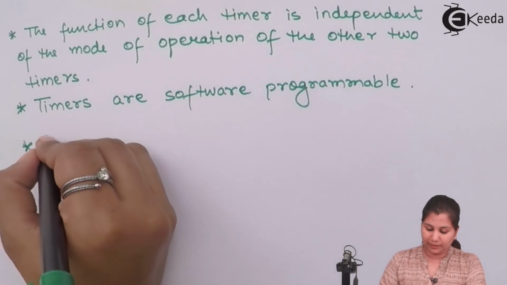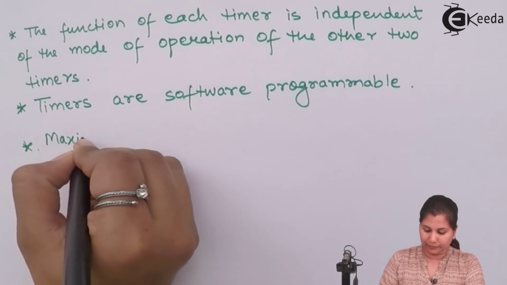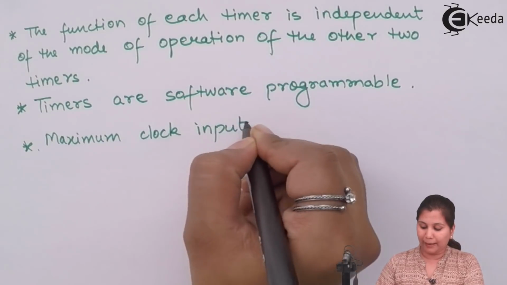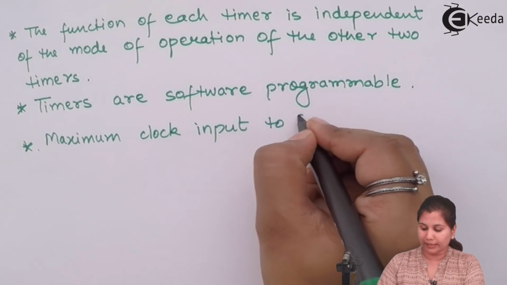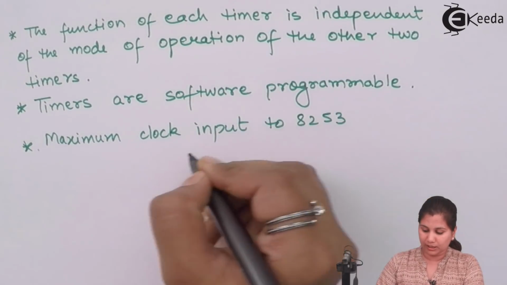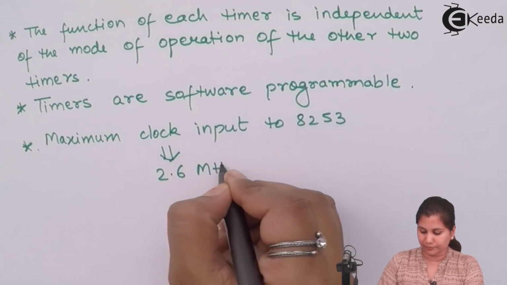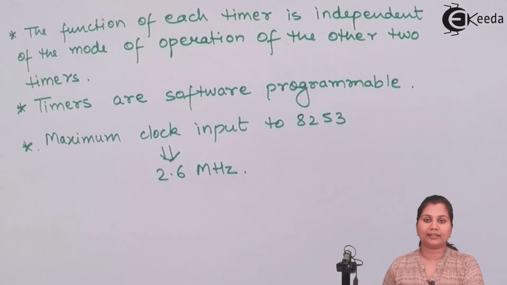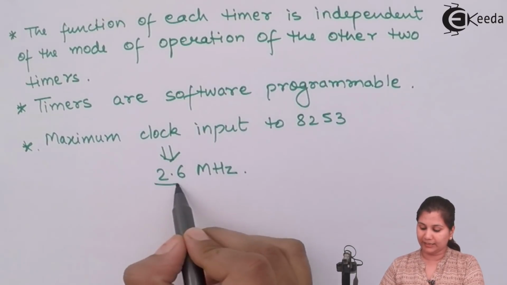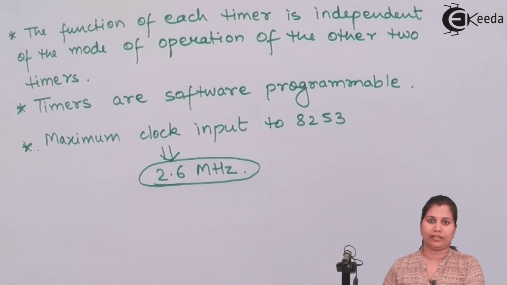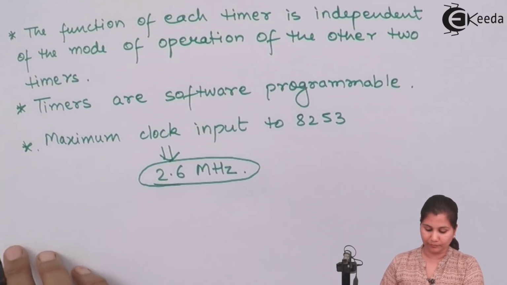Now comes the maximum clock input. The maximum clock input to the 8253 is 2.6 megahertz. So we can say that the timers can work up to a frequency of 2.6 megahertz, which is the maximum operating frequency of the 8253 timers.